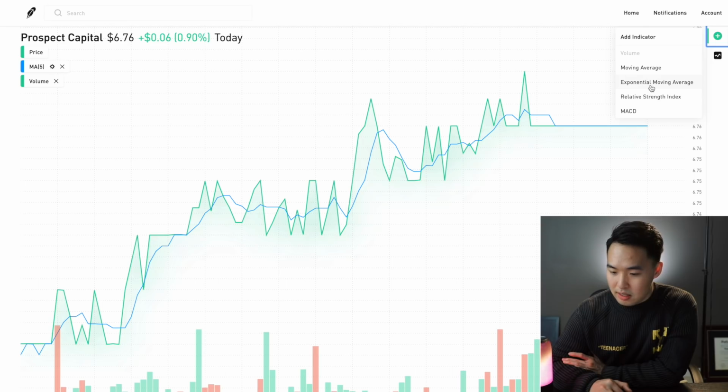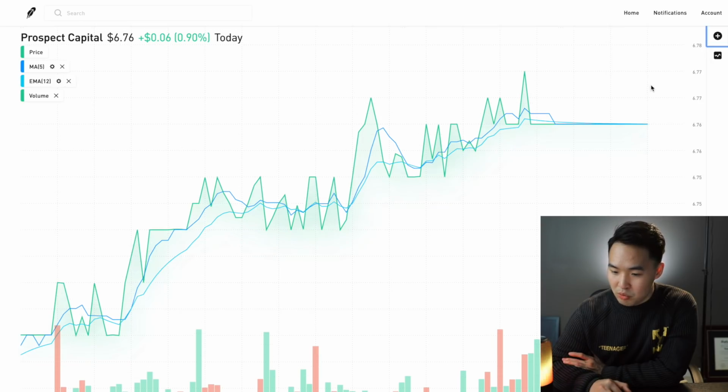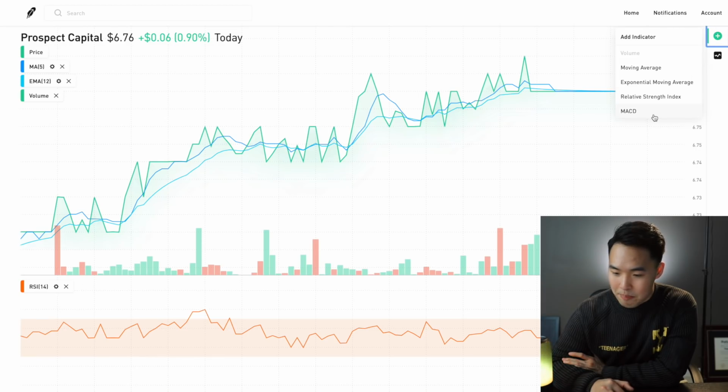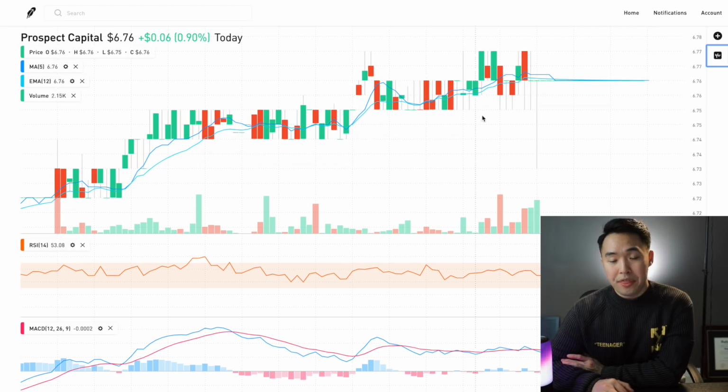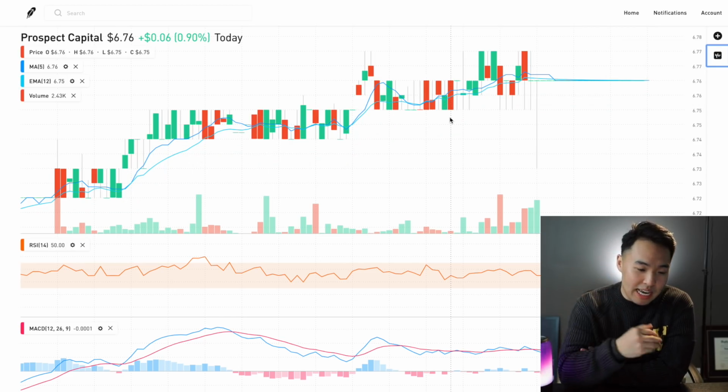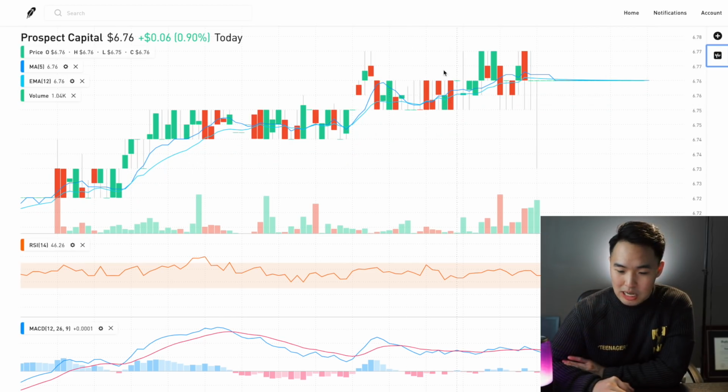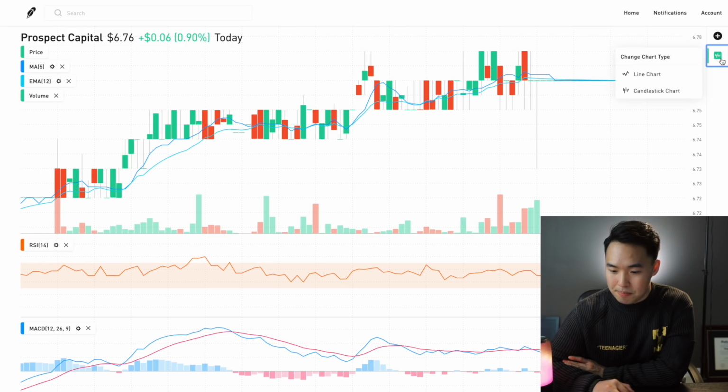We can also add in exponential moving average. We can add on relative strength index. We can add on the MACD. We can change the chart type to candlesticks, which is one thing I recommend you to do: learn how to read candlesticks. I think they're called Japanese candlesticks, and learning about them gives you a lot more information than this line chart.